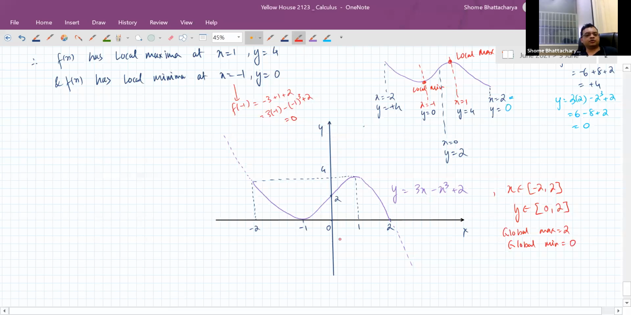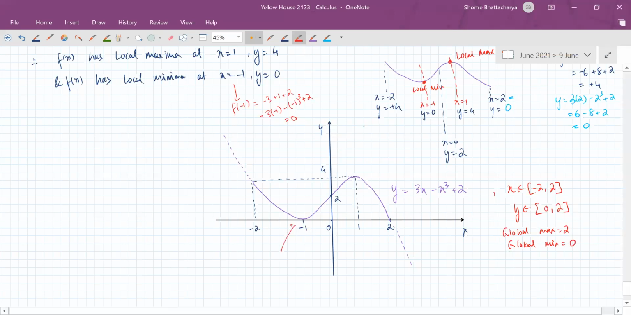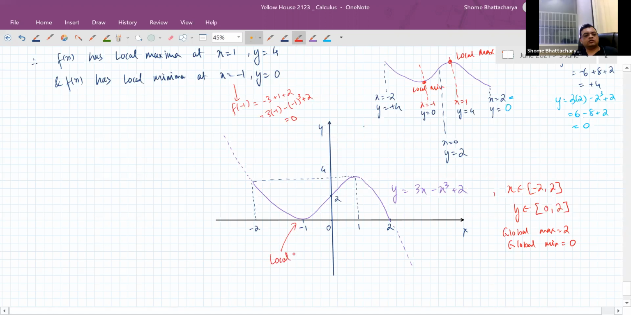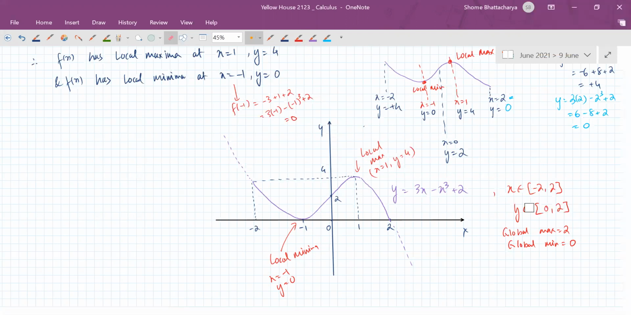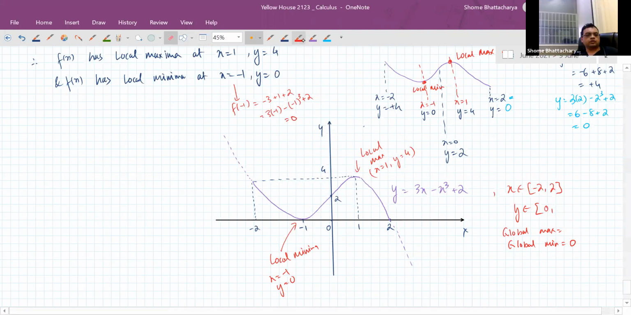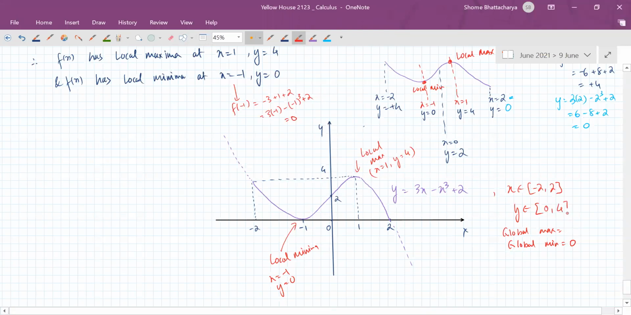But in addition to that, it also has 1 point of local minima, where x is equal to -1, y is equal to 0, and 1 point of local maxima, where x is equal to 1 and y is equal to 4. Oh, sorry, this is 4. My mistake. Yeah, these values are also 4. This is what you are pointing out. Yes, sir. This is 4.